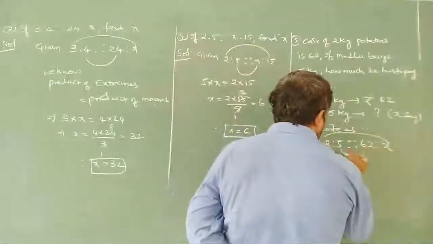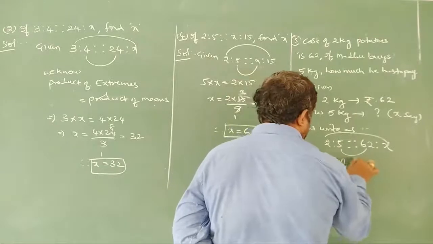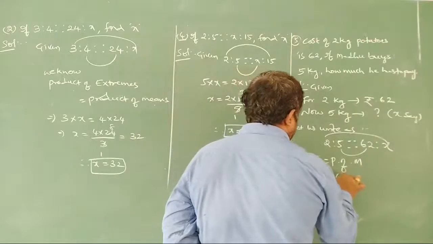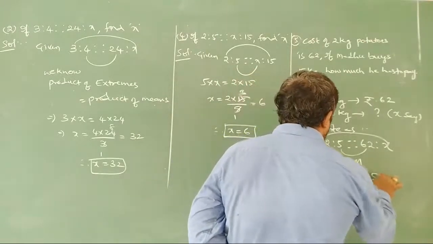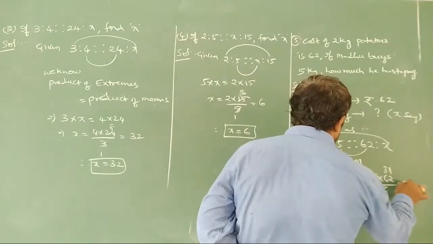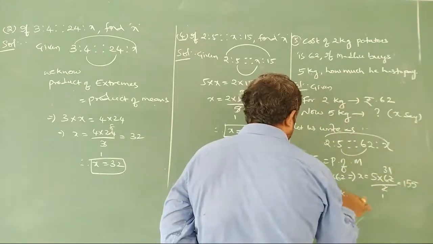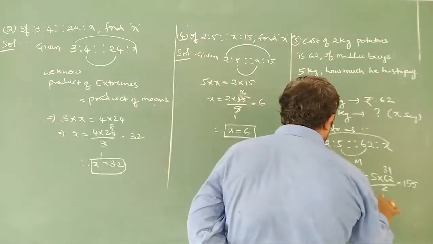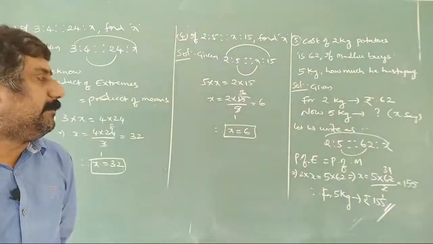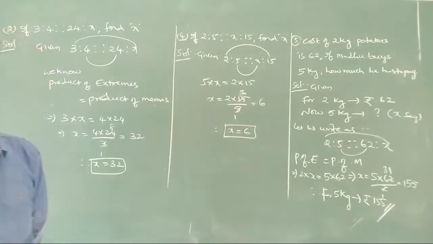Product of extremes, product of means. Two into x is equals to 5 into 62. x is nothing but 5 into 62 by 2. 2 ones are 2, 31. So 31 fives, how much is it going to be? 155 rupees. So for 5 kg he has to pay 155 rupees only. Even this we are solving by the proportionality rule only: product of extremes is product of means. One more we'll see here.